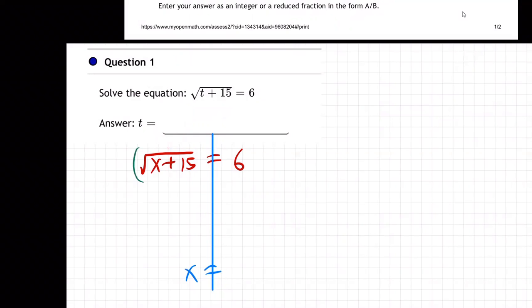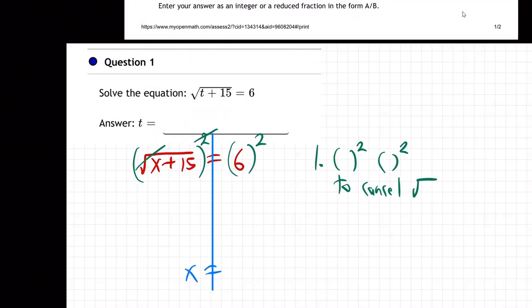Well, I'm going to do a second power on both sides. So step 1, parentheses second power to cancel the root. Second powers and roots are the opposites of each other. So when you second power something with a root, it just goes away. And the other side is 36. Because 6 squared is 36, right? 6 times 6 is 36.